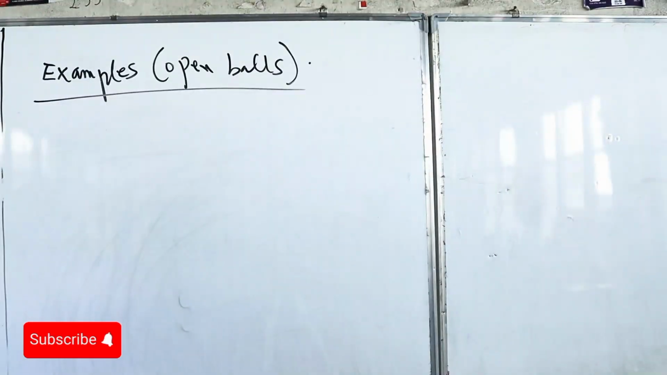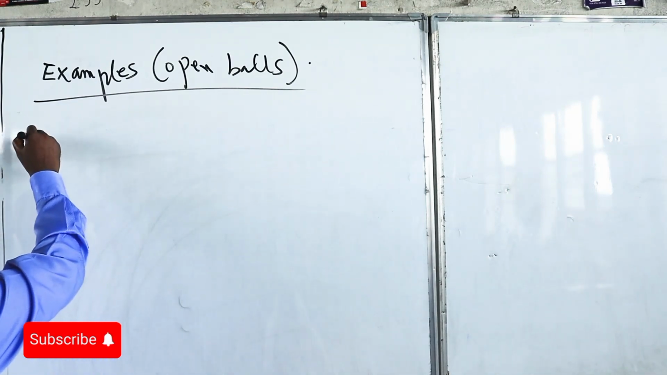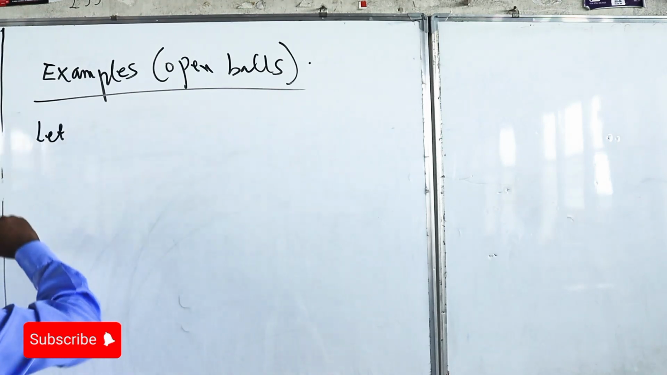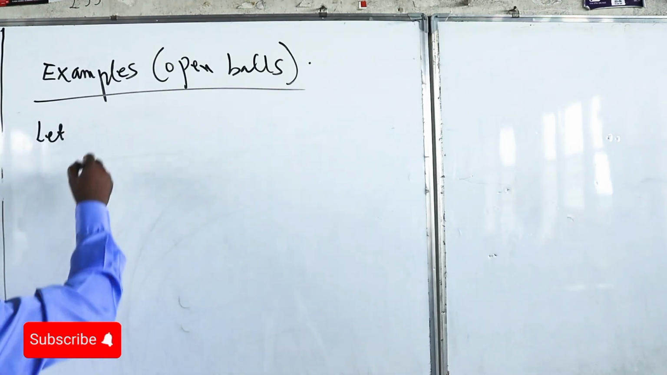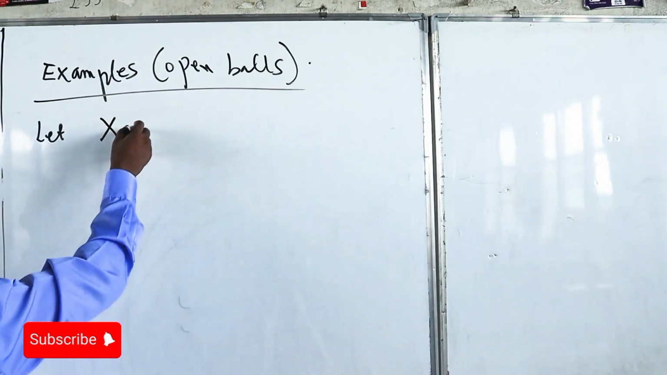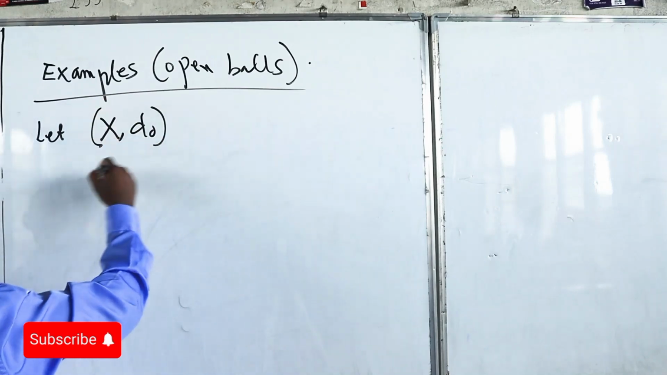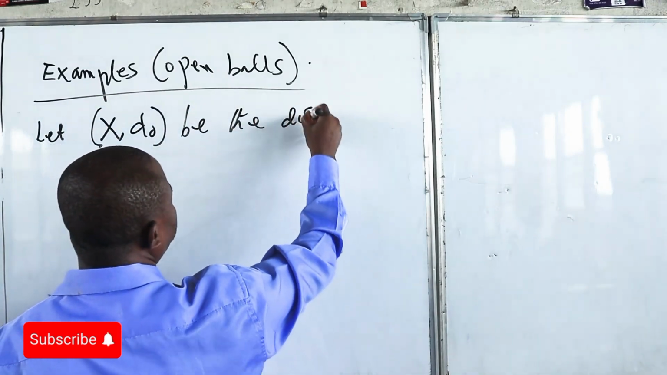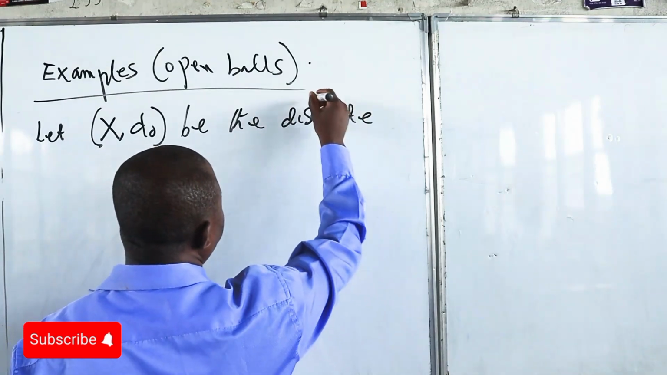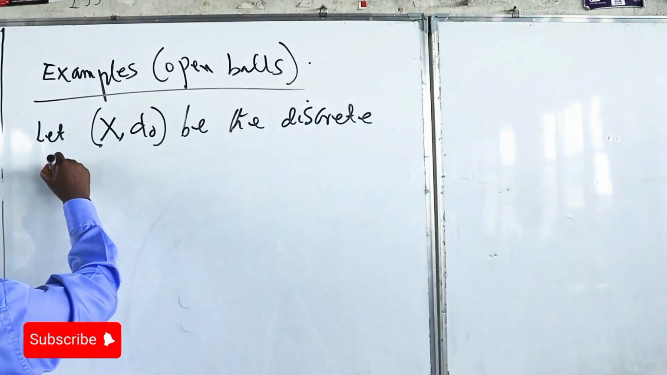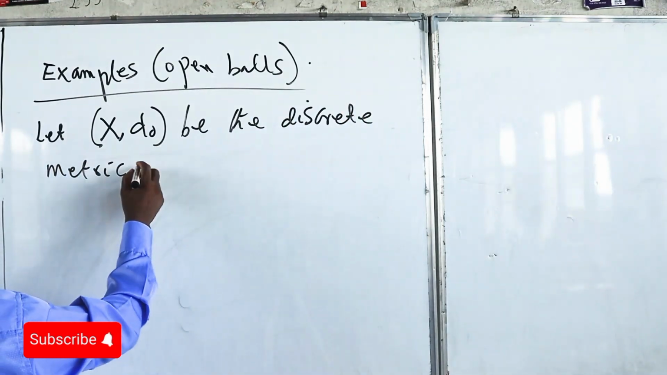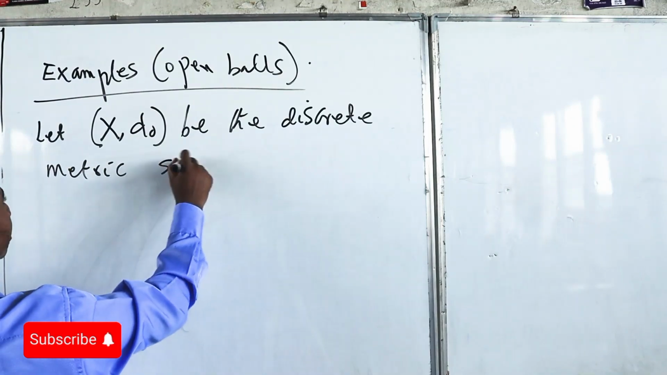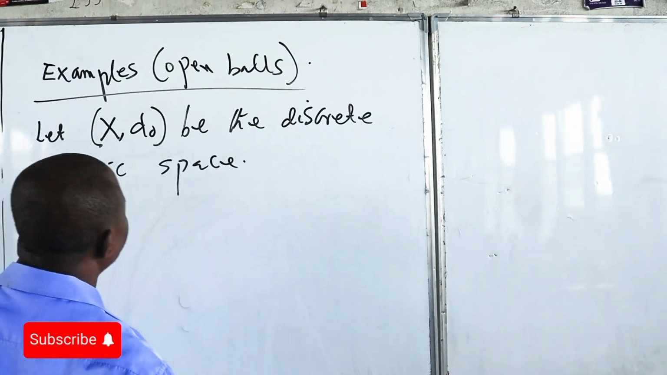Okay, so let's take some examples of open balls. One, let us take (X, d naught). Let this be the discrete metric space. We have studied what this means.